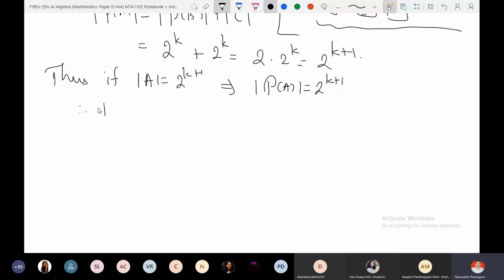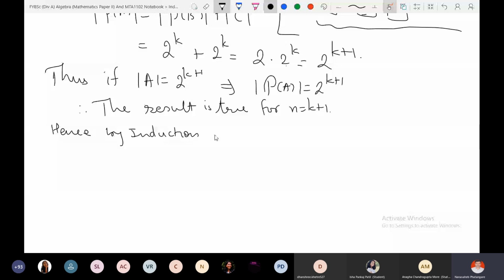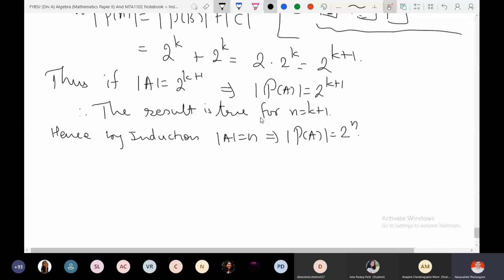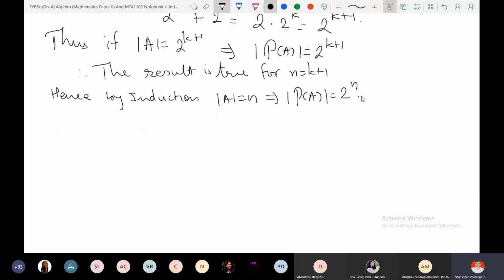Hence, the formula is true for n equal to k. Therefore, the result is true for n equal to k plus 1. Hence, by induction, the cardinality of A equal to n implies the cardinality of the power set of A is equal to 2 raised to n. Fine. So hence it is true for all n. This is true for all natural numbers.